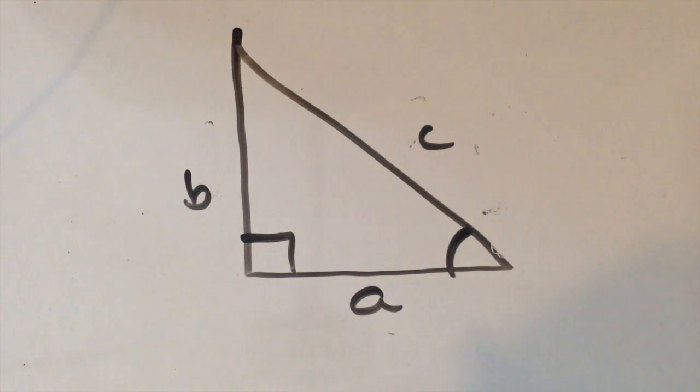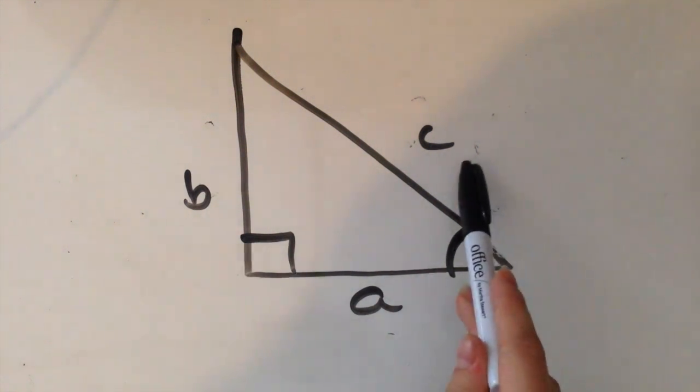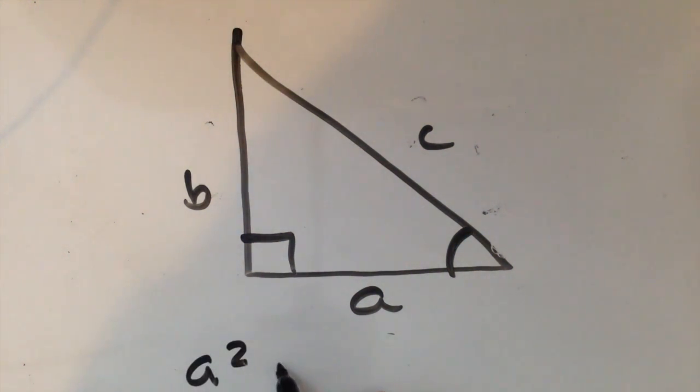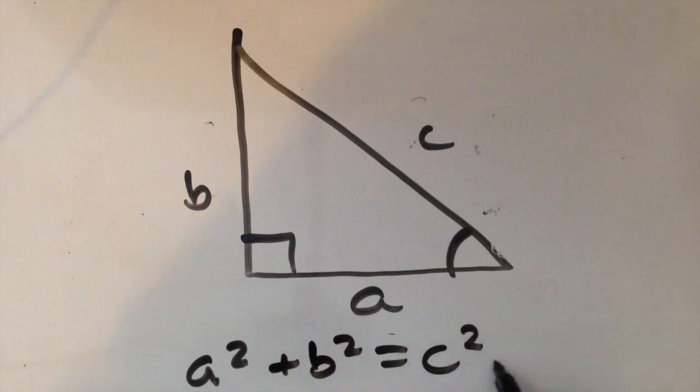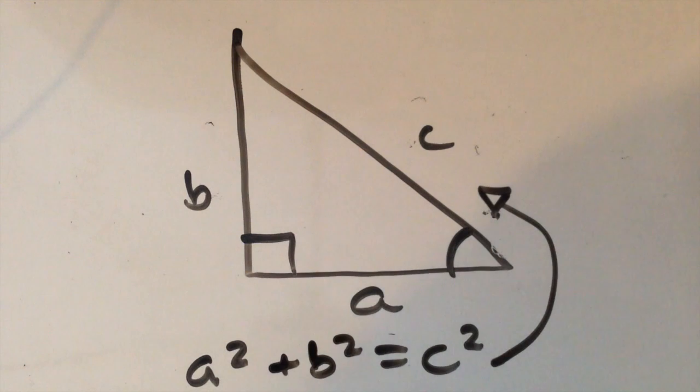In this triangle, A is adjacent, B is opposite, and C is the hypotenuse. And in terms of the Pythagorean theorem, which is A squared plus B squared equals C squared, the C squared is also C, the hypotenuse. So basically, the Pythagorean theorem and right triangle trig both go together.